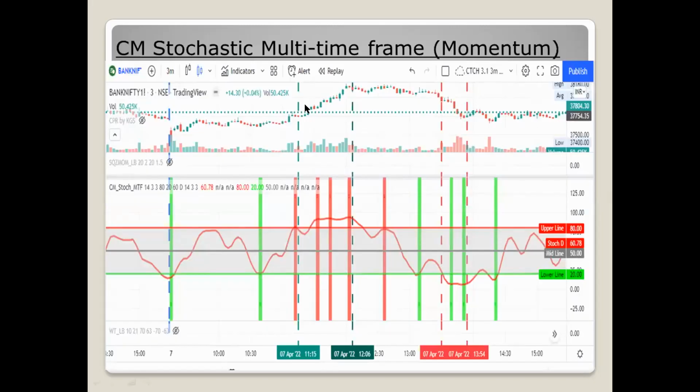Here you can see the market is going in an uptrend, but the CM stochastic is giving the opposite signal. Why? Because you can see the green line crossing here. It is in the overbought area. So we need to be very careful about this trade. But we are not depending on a single indicator. Our trade decision is based on multiple indicators. We will go back to the slide.